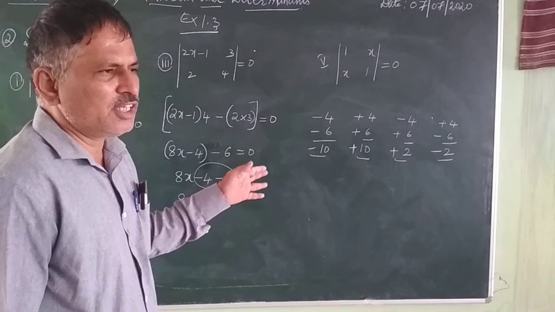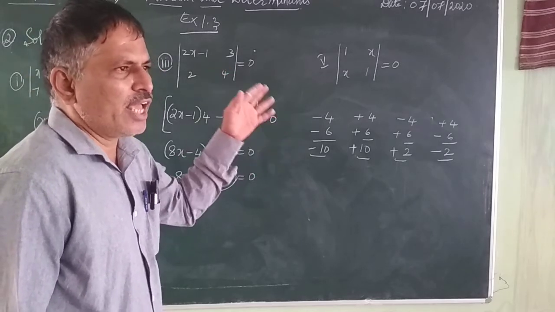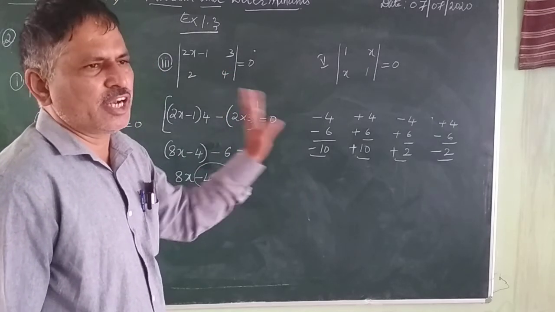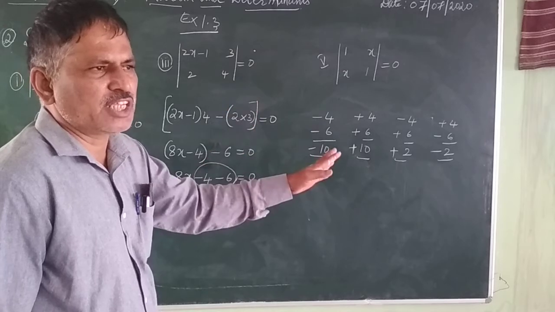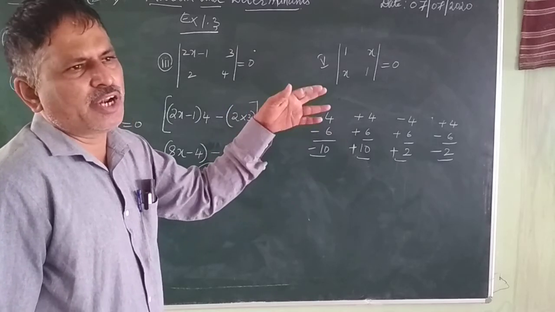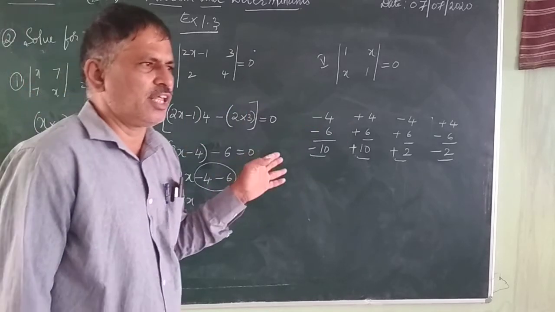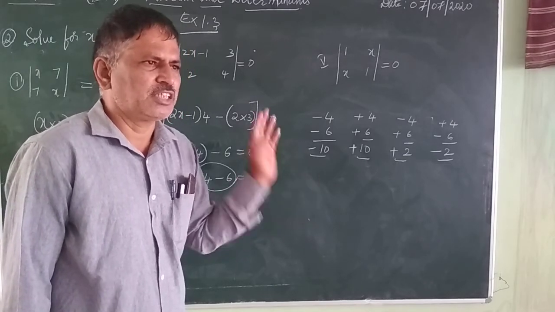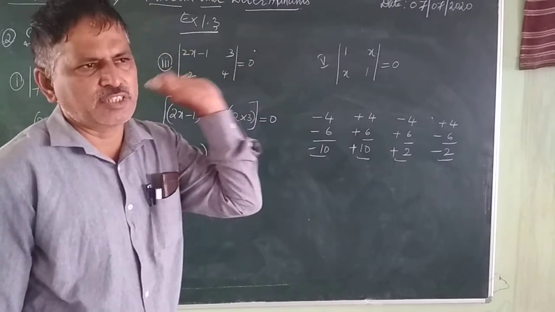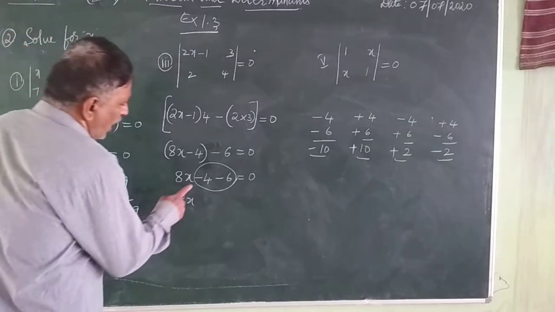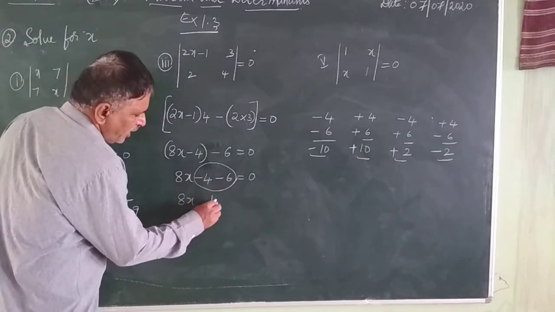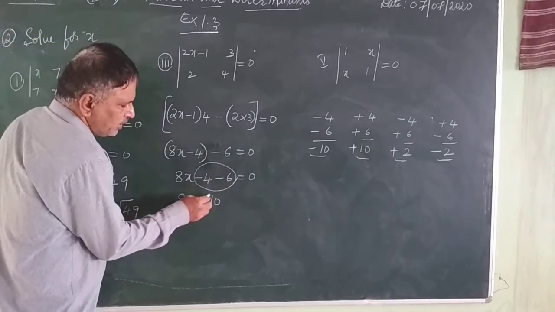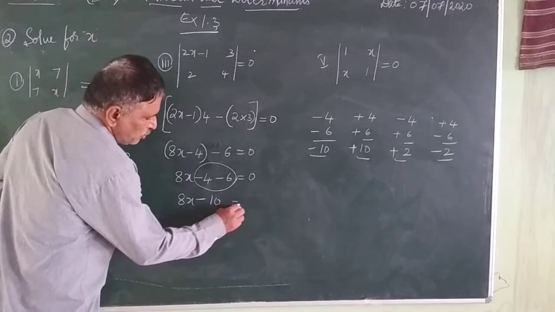While doing addition, if the numbers have the same sign, you add and write the greater number's sign. If they have different signs, you subtract and write the greater number's sign. Very clearly, if they have the same sign, add. If they have different signs, subtract. In all the cases, write the greater number's sign. Here we have the same sign, add 10, greater number 6, its sign is minus, which is equal to 0.